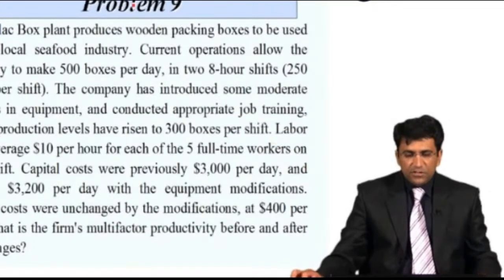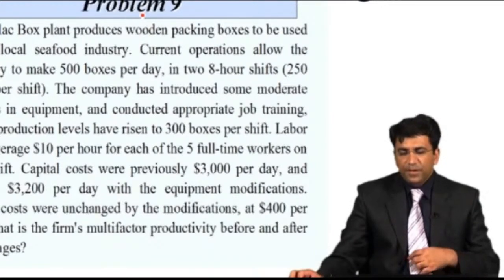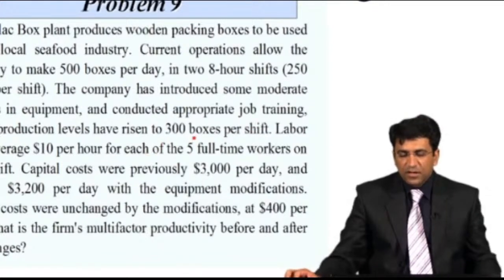This is the next example, students. The Dulek box plant produces wooden packing boxes to be used in the local seafood industry. Current operations allow the company to make 500 boxes per day in 2 8-hour shifts, that is 250 boxes per shift. The company has introduced some moderate changes in equipment and conducted appropriate job training so that the production level has risen to 300 boxes per shift.